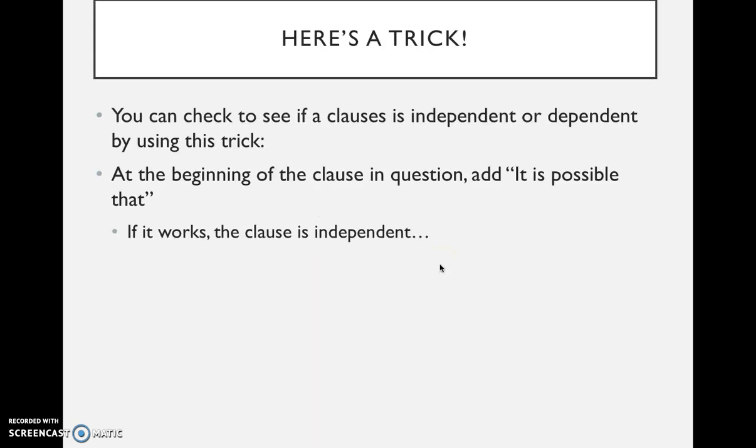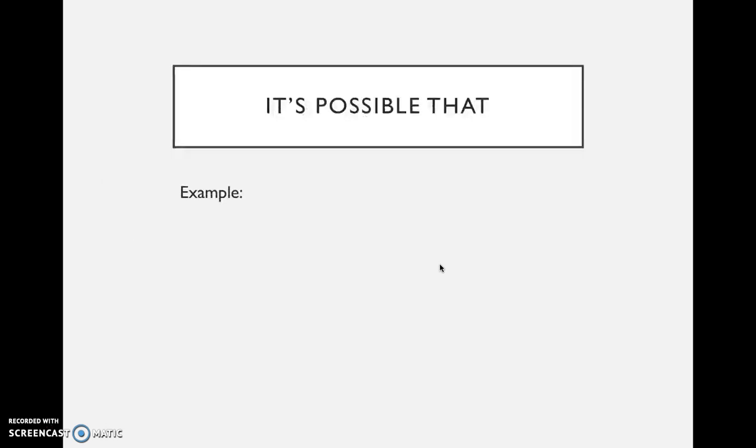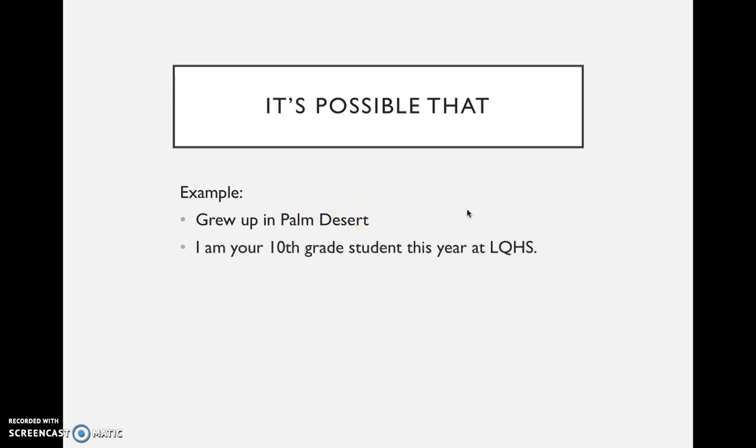So here's a trick. You can check to see if a clause is independent or dependent by putting at the beginning of the clause in question, it is possible that. If it works, the clause is independent, like this. It is possible that grew up in Palm Desert. Doesn't make sense, so that's dependent. It is possible that I am your 10th grade student this year. That makes sense. That is independent.